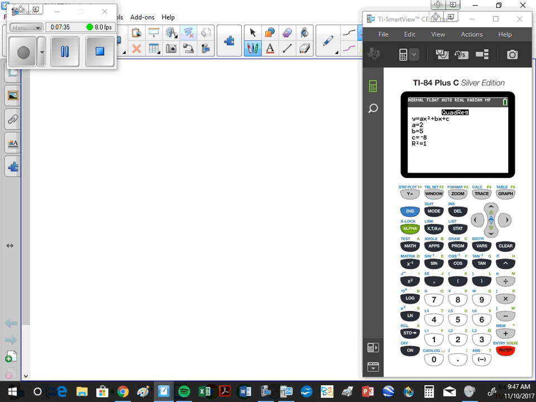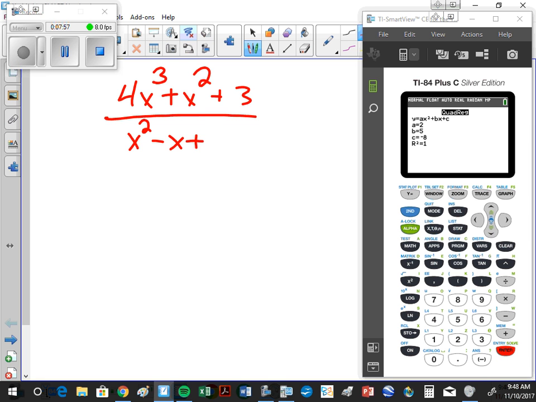Yeah. So turn to page 314. Example number 6 says finding slant asymptotes, and it gives the problem 4x to the third plus x squared plus 3 over x squared minus x plus 1.